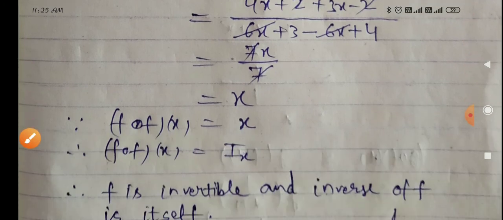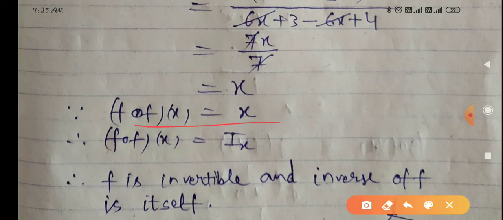So f of x equals x. If this condition is satisfied, you will find whatever function is given. Suppose f is given, so f of x you will find. If it is equal to x, the identity function I(x), I have written here f of x equals I(x). This is the condition I told you in the previous question also, that composition you will use. If the composition comes equal to the identity function, then the functions are inverses of each other.